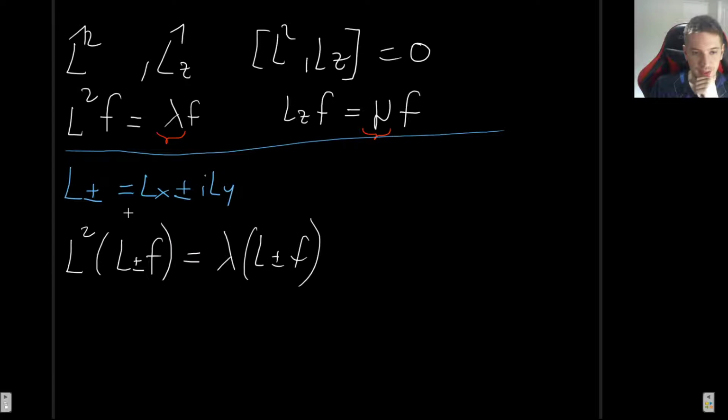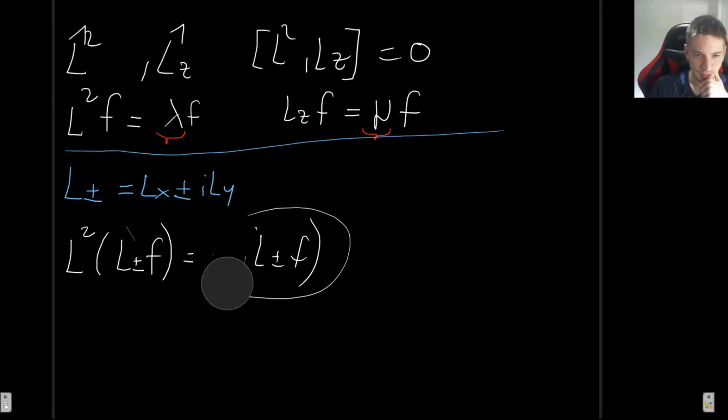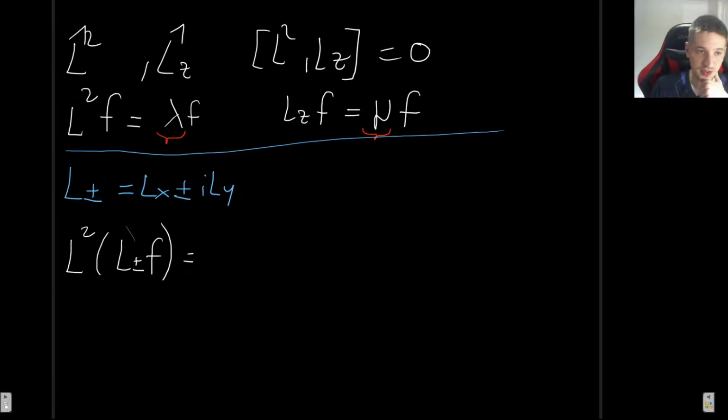So let's take a look at this. Now, how could we proceed? Well, if we knew L squared and this L plus minus commute, we could flip them, and then we know what L squared does to f. It just gives us this lambda, right? So we want to see if this is true. So let us for now erase it, because that's something that we would like to get to. And now see if L squared and L plus minus commute.